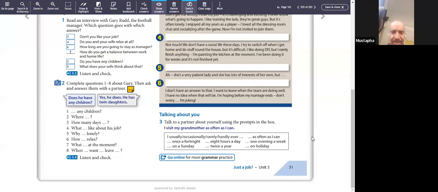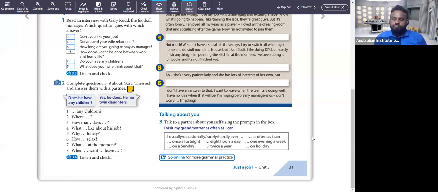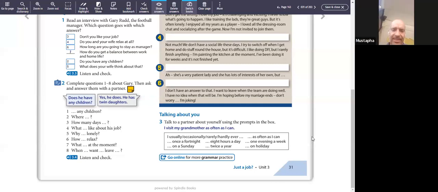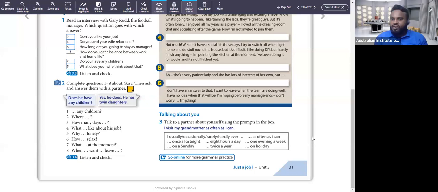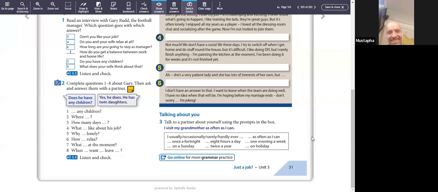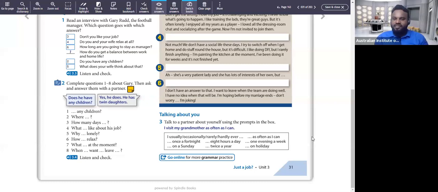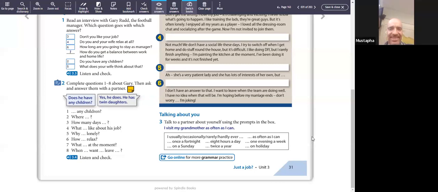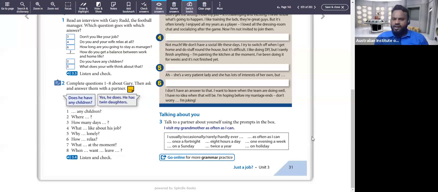Do you do anything every 14 days or in a fortnight? Anything that you do? You can say, I get paid once a fortnight. In Australia, they get paid every fortnight, not monthly. Some of them get paid weekly. So you can say, I get paid once a fortnight. Yeah, beautiful.